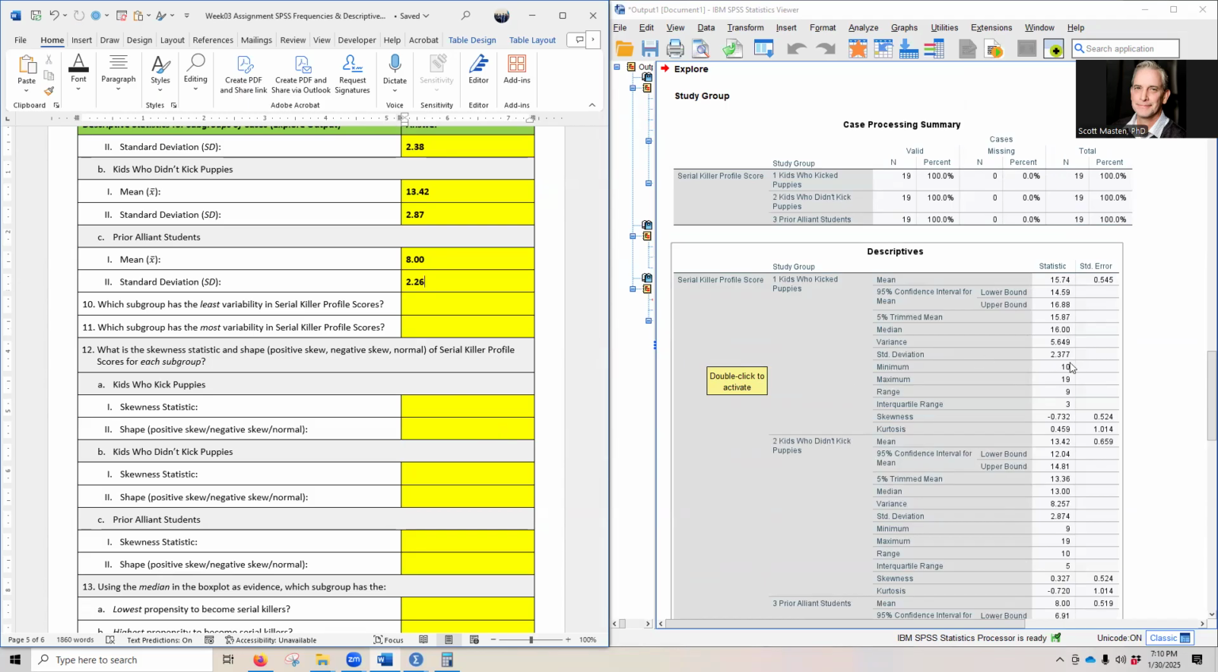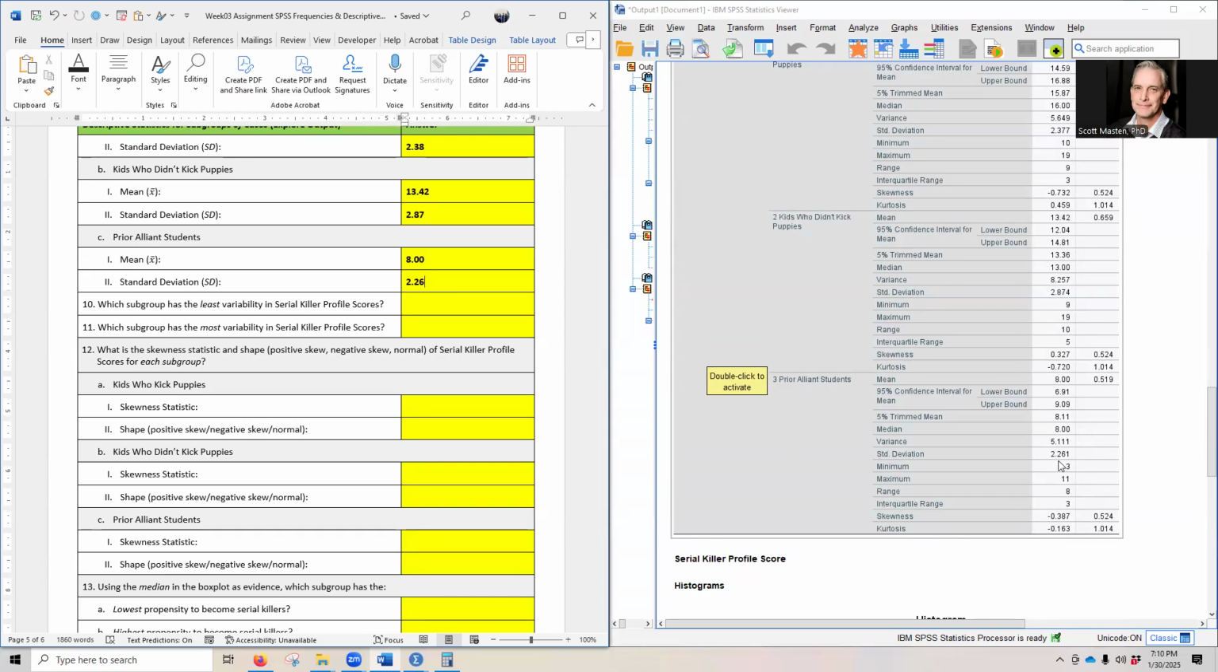There's one, 2.37, and we're looking for the biggest standard deviation. 2.37, 2.84. So this one's bigger than that one. How about this one, 2.26? This is the biggest of the three standard deviations. So I would say kids who didn't kick puppies is the answer. They have the least amount of variability. Good Lord, I can't read tonight. Okay, 2.37 versus 2.87 versus 2.26. It's prior alliance students. They've got the lowest one.